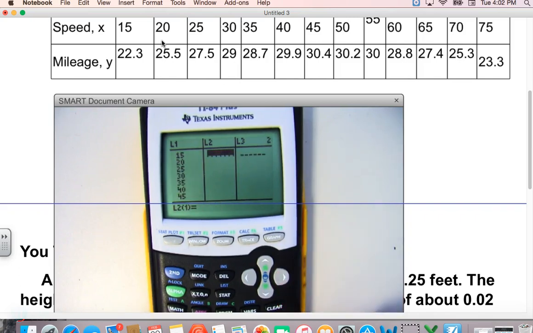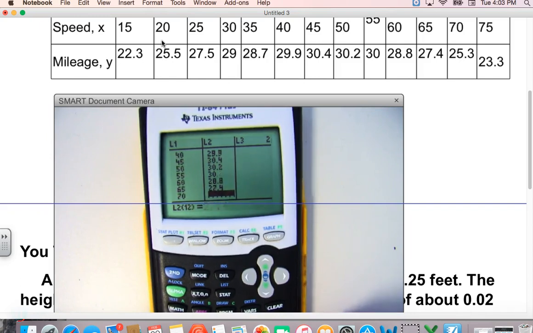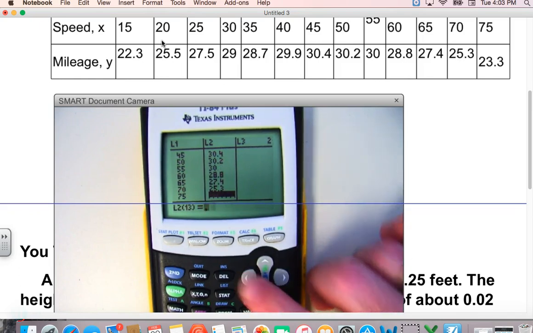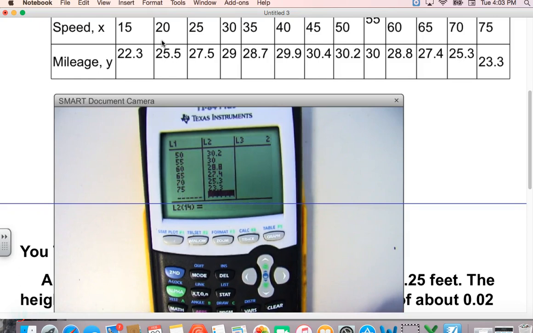And then the y values, we're going to plug all those in: 22.3, 25.5, 27.5, 29, 28.7, 29.9, 30.4, 30.2, 30, 28.8, 27.4, 25.3, and 23.3. Okay, of course, make sure that they line up.